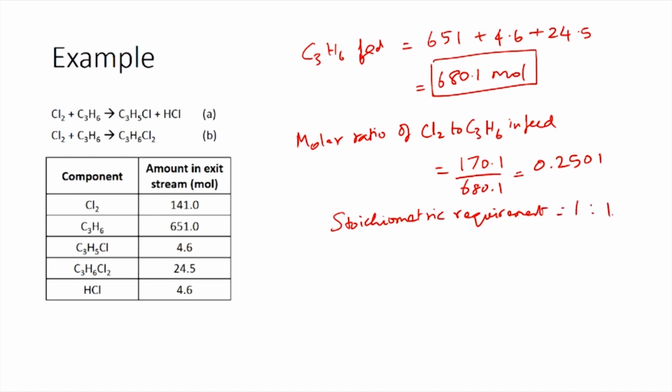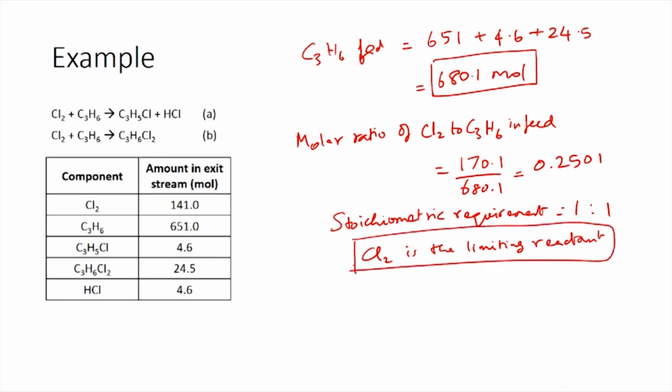1:1. As the stoichiometric requirement is higher for chlorine and it is being supplied at a ratio lower than the stoichiometric requirement, we can identify that chlorine is the limiting reactant, and C3H6 is actually being supplied in excess.